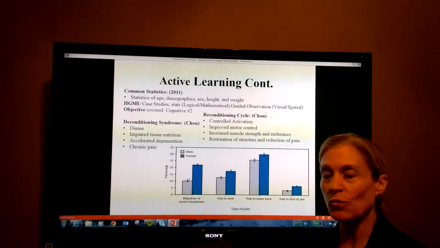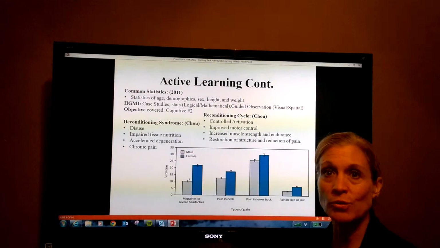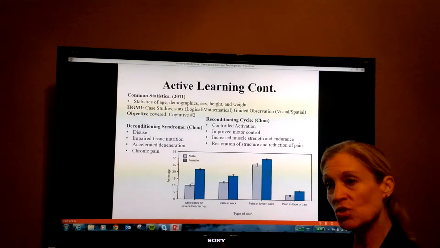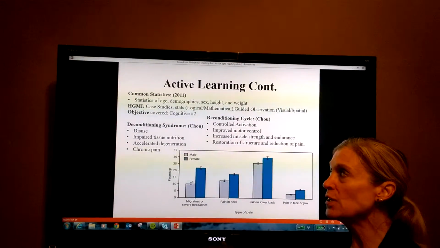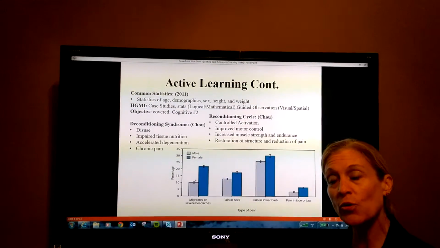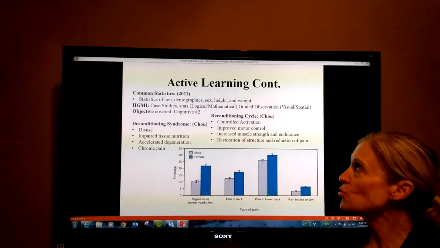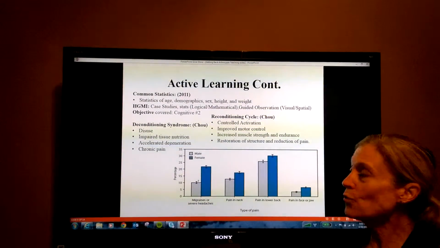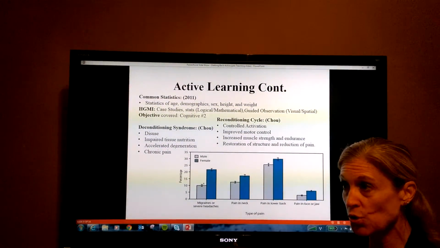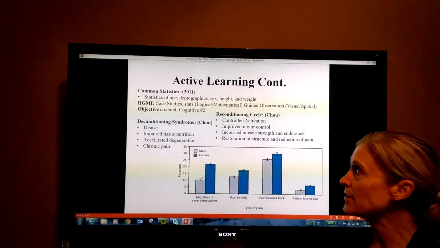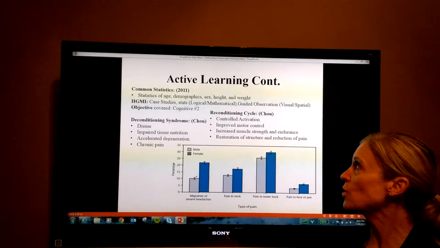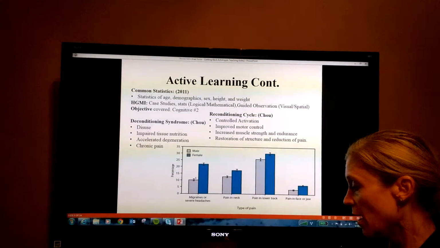Well, disuse. If you don't use it, you lose it kind of thing. Disuse. Also impaired tissue nutrition, which will lead to accelerated degeneration, which will lead to chronic back pain. Now, the way to reverse that is controlled activation with improved motor control, which is, again, exercise in a controlled fashion, no jerking, not doing it fast. Also increased muscle strength and endurance, and the restoration of structure and reduction of pain.